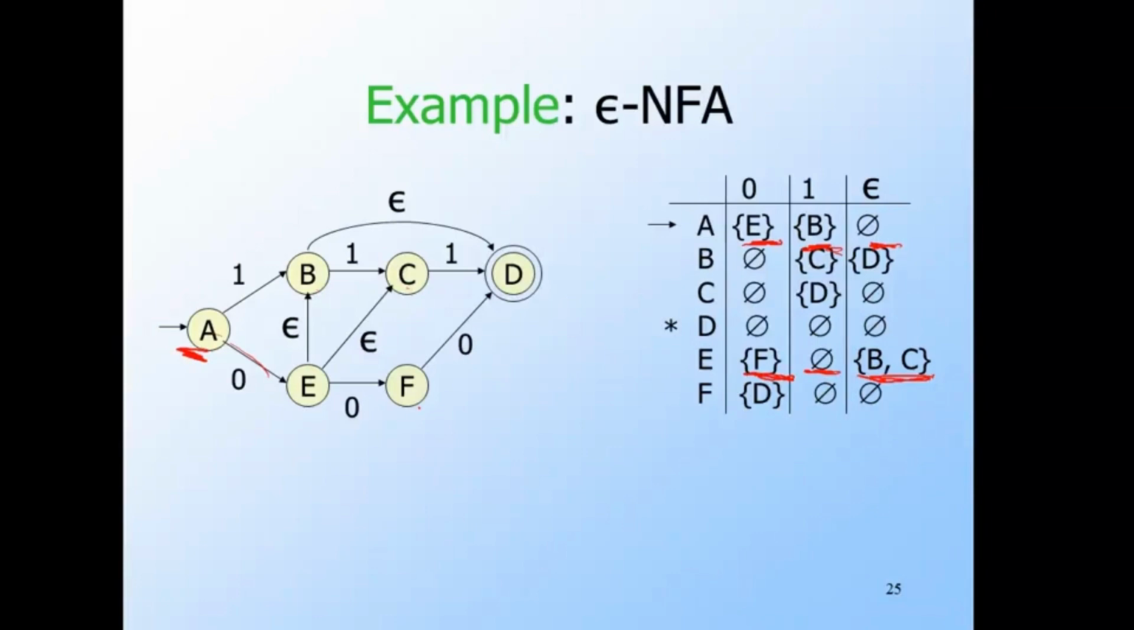Okay. Notice that if we are in state E and the input is 1, then we can spontaneously go to B on epsilon, and then on the 1 wind up in C. We can also go spontaneously from E to C on epsilon and wind up in D on input 1.